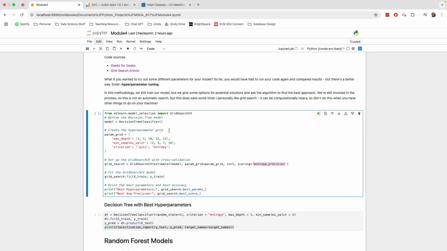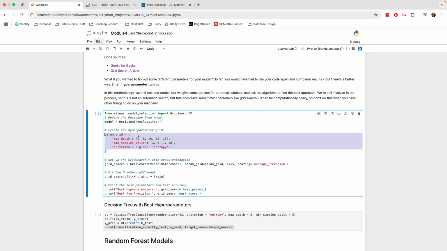So what this is doing is saying, I'm going to send you a model, and I want you to try a bunch of things. So try a max depth of 3 and 5 and 10 and 12 and 15. And what about if the minimum sample split is 2, or what if it's 7 or 10? And remember that criterion. What if we did Gini, or what if we tried entropy? Try it both ways. So it's going to go through this grid. That's why it's the grid search.